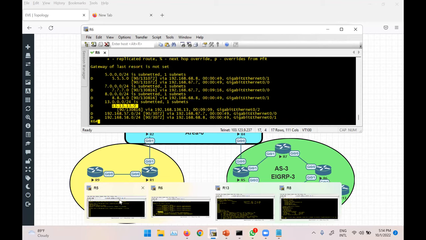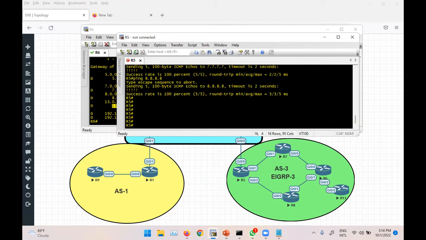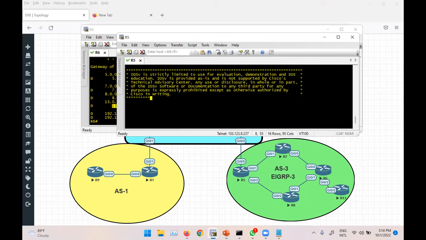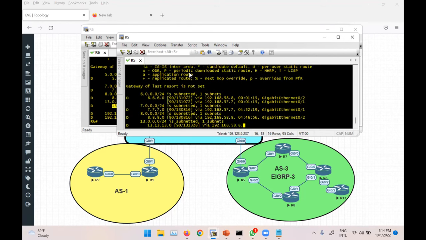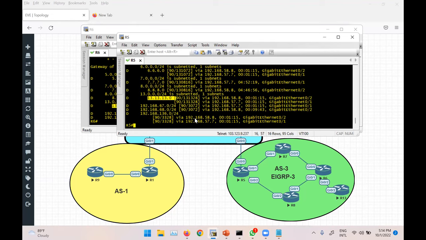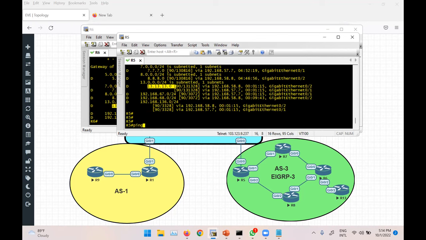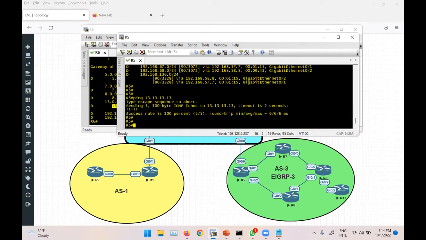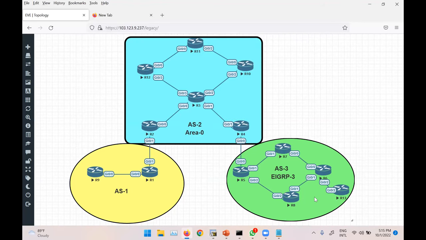And if you go back into R5, and check the routing table here, show IP route EIGRP, for checking the EIGRP routes, you are getting 6, you are getting 7, you are getting 8, you are getting 13. That means you are getting all the routes. Now you can ping 13.13.13.13. See, now it's working. So now all of our EIGRP is working properly in this network.